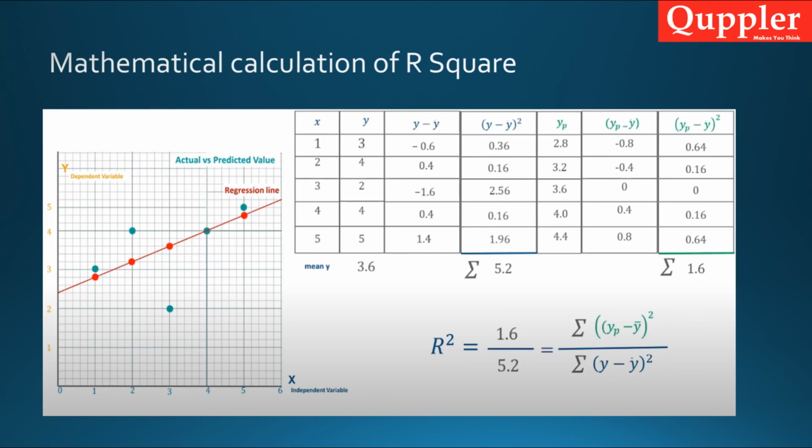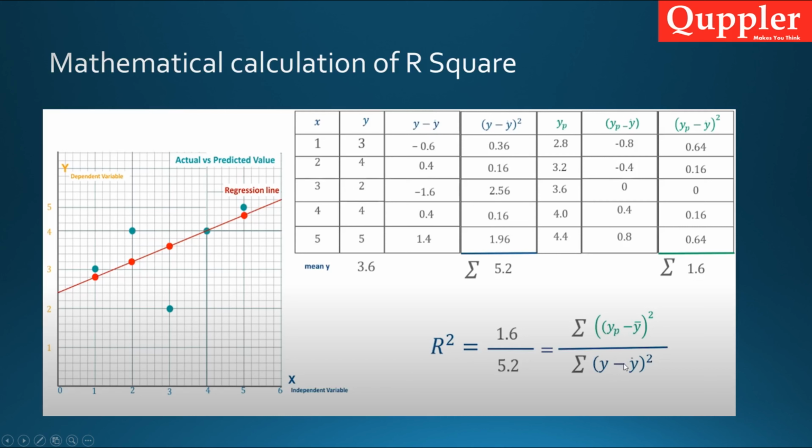Let's say for this data point, we can easily find y minus y bar. Here y is 3, and this 3.6 is my y bar. So 3 minus 3.6 is minus 0.6. Similarly 4 minus 3.6 is 0.4. Similarly in that way, minus 1.6, 0.4 and 1.4. So now we have got y minus y bar.